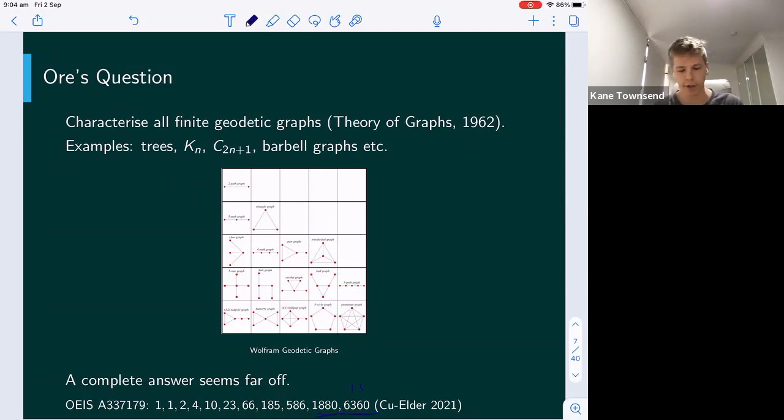But an actual classification of these geodetic graphs is quite far off, and it seems like a fairly active area of maths, but more in the computer science realm.